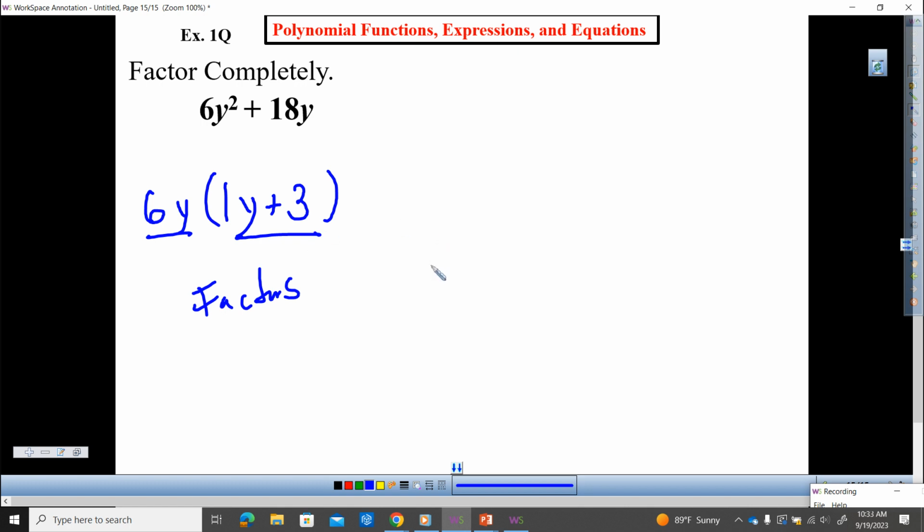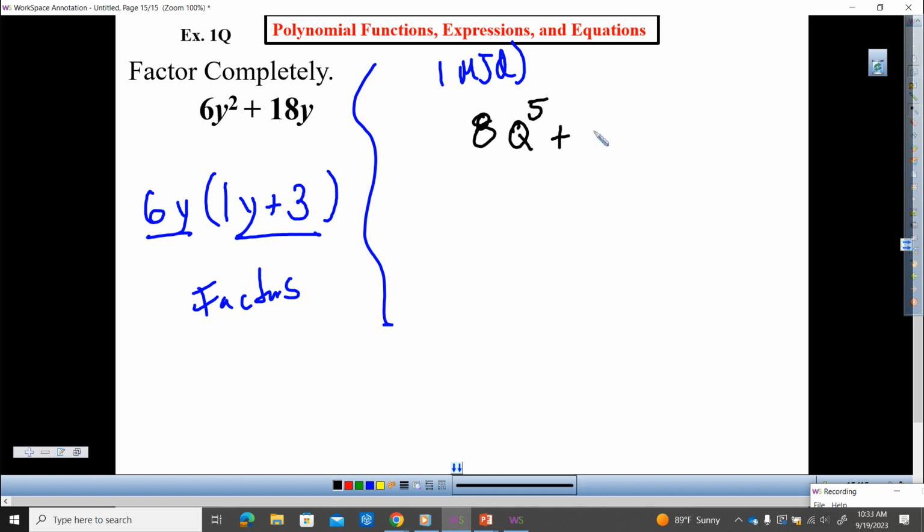All right. How are we doing? Yeah? All right. Example 1, Michael Jordan cube. Let me give you one more. Let's do 8q to the 5th plus 20q to the third. Find me the factors, please.